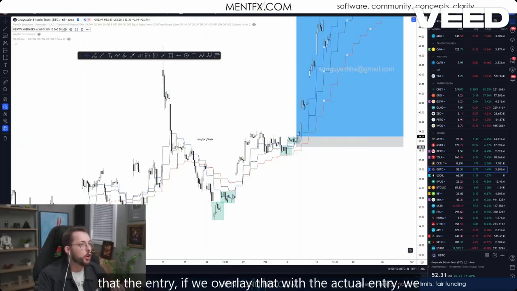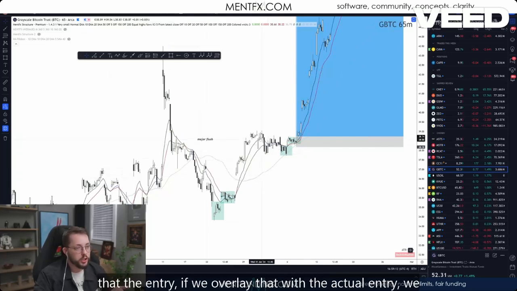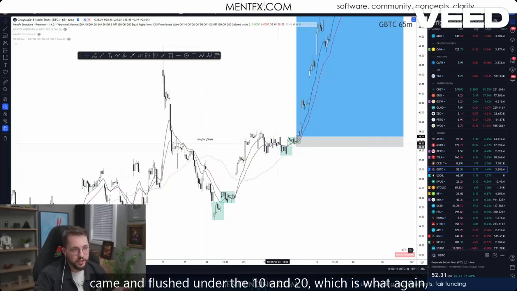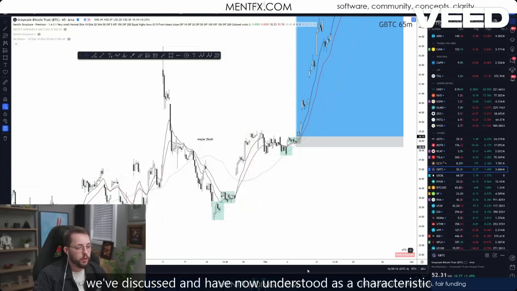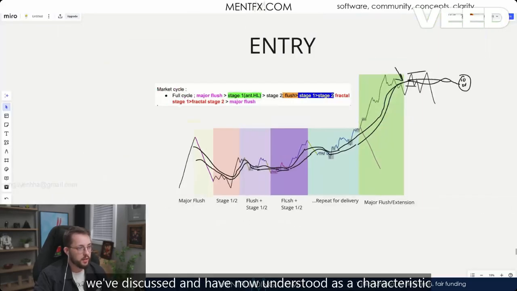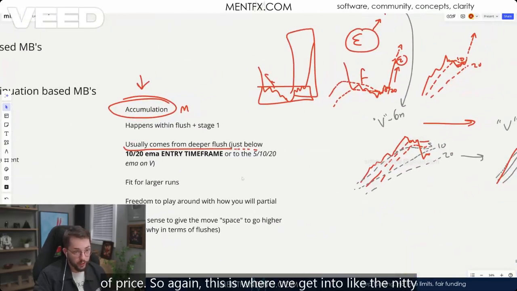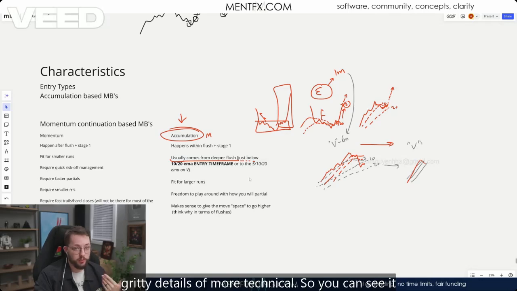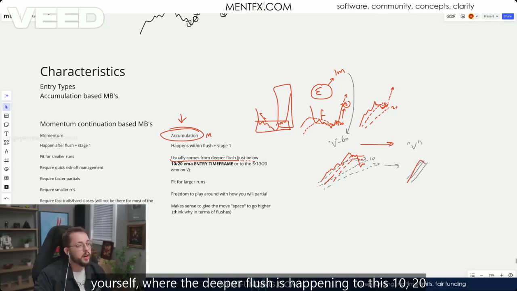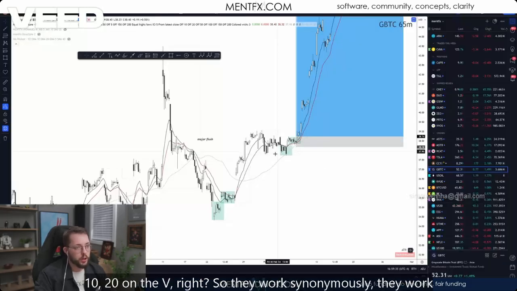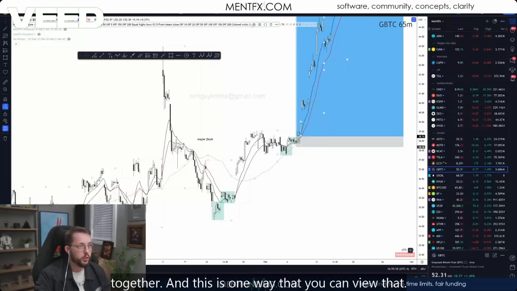And then if we overlay that with the actual entry, we came and flushed under the 10 and 20, which is what, again, we've discussed and have now understood as a characteristic of price. So again, this is where we get into the nitty-gritty, more technical details, so you can see it yourself. The deeper flush is happening to the 10, 20 EMA on the entry time frame, or just under or to the 5, 10, 20 on the validation, right? So they work synonymously, they work together. And this is one way that you can view that.